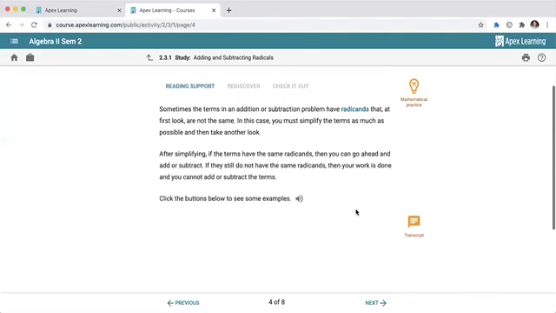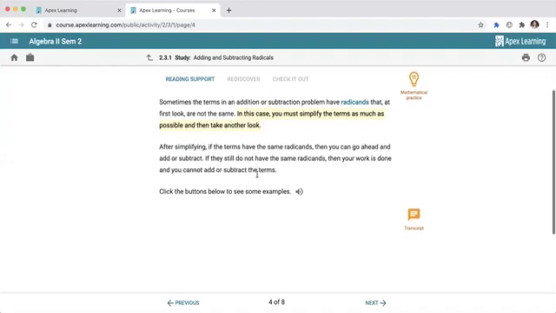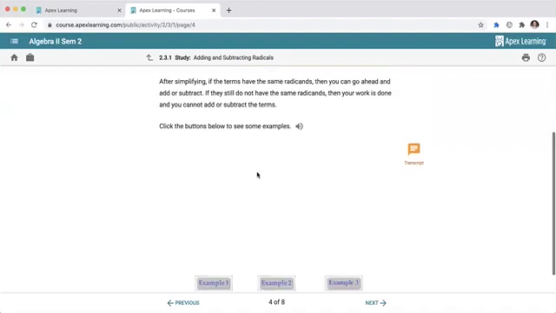Then here, there are some problems where they might not look obvious at first. What they suggest here is, in this case, you must simplify the terms as much as possible and then take another look. Before you just immediately look at a problem and say it's in its simplest form, you might want to play around with it, simplify it further, see if you can add or subtract, and find some like terms there.